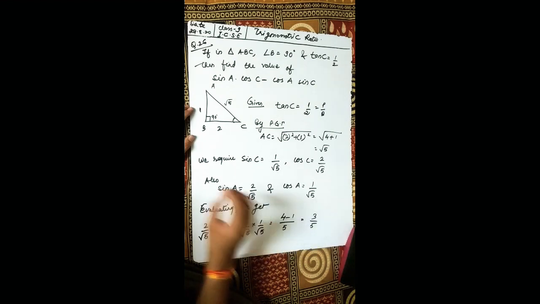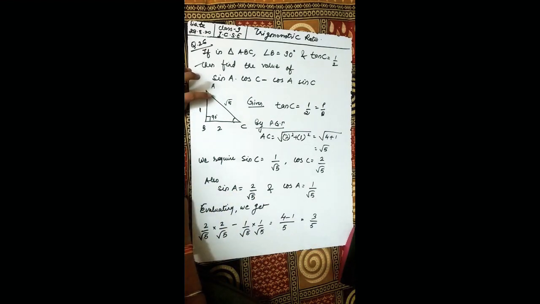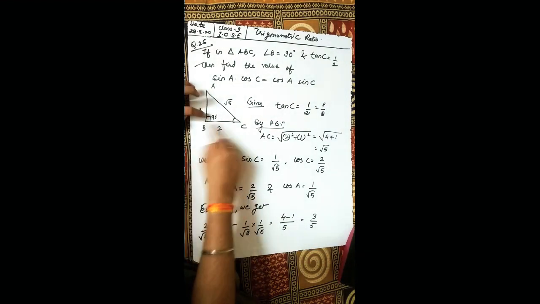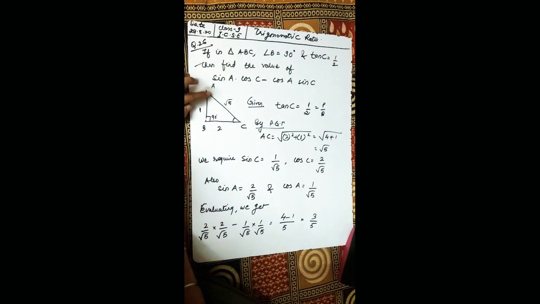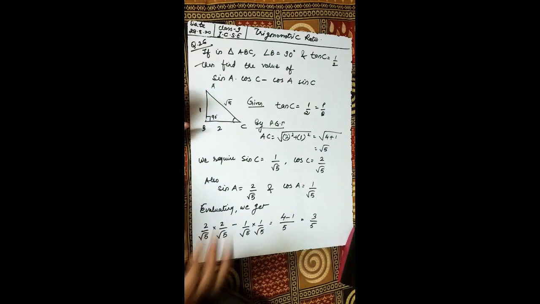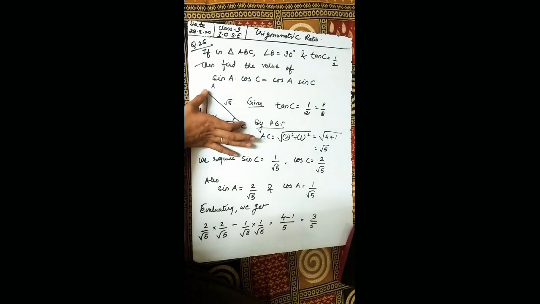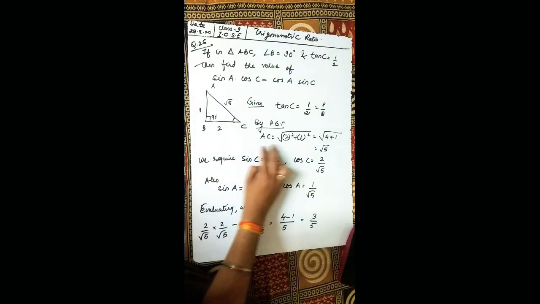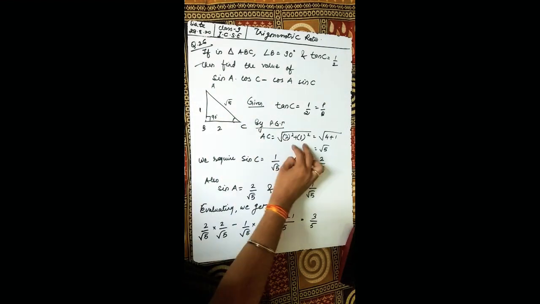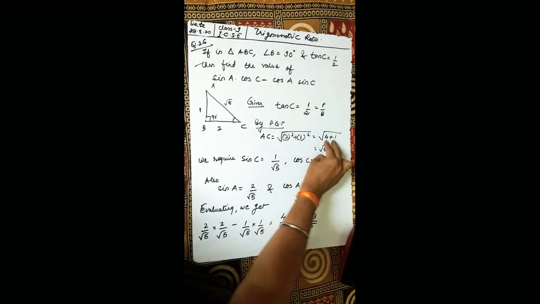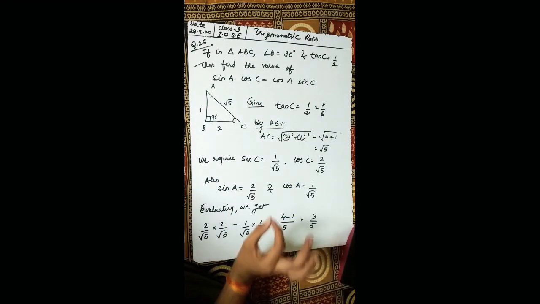Now I hope you remember that if our theta will be here, so this will be the base and this will be the perpendicular if theta is on A. Okay. By PGT, can we find hypotenuse? Yes. AC will be under root of 2 square plus 1 square, 4 plus 1, 5. So under root of 5 will be your hypotenuse.